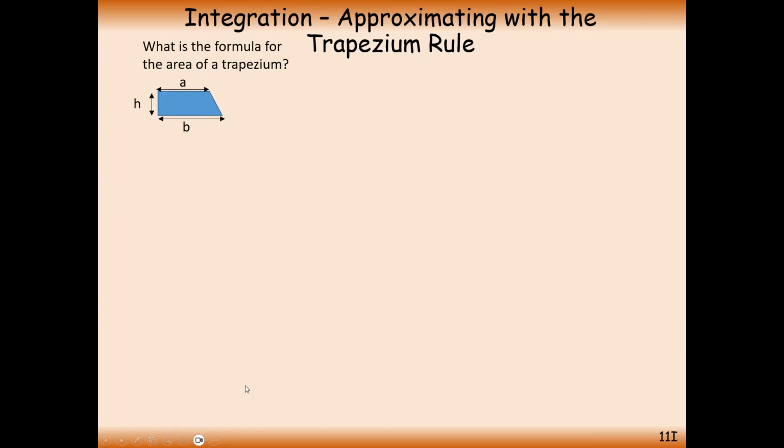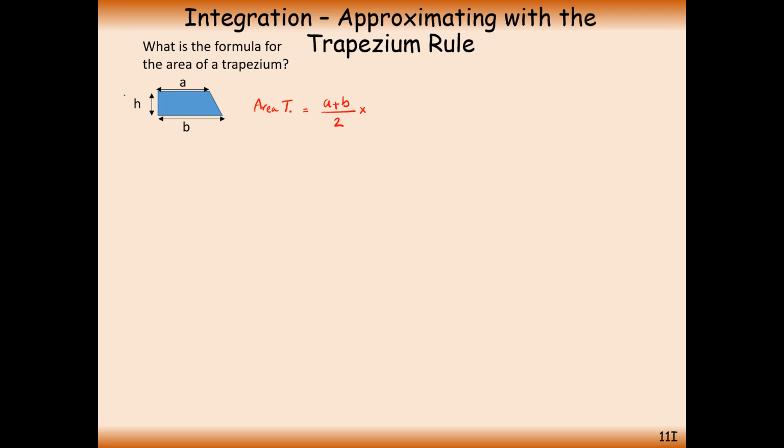So, let me ask you first of all, what's the area of a simple trapezium, the shape on the diagram here? Pause the video and tell me what's the area. What's the formula for this shape? The area of this trapezium is the average sum of the two parallel sides multiplied by the distance between them.